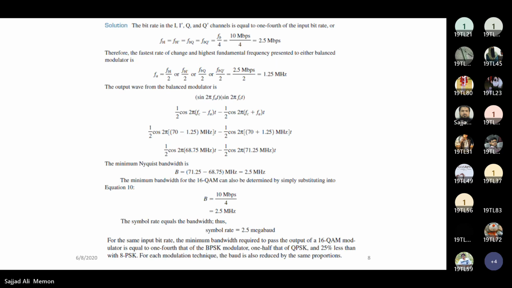So for a 16 QAM modulator, the bit rate will be equal to FB by 4. That will be 2.5 megabits per second. And the fundamental frequency will be half of that of the bit rate, that will be 1.25 megahertz. And the bandwidth requirement will be equal to FB by 4. That means 10 megabits per second by 4, that is 2.5 megahertz. And the baud will also be equal to 2.5 megabaud.